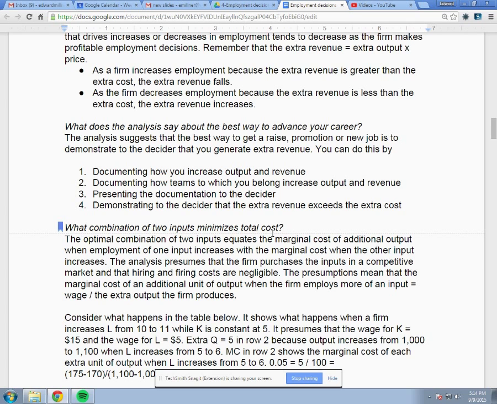The analysis gives you some good advice about the best way to advance your career. It suggests that the best way to get a raise, promotion, or new job is to demonstrate to the decider that you generate extra revenue. You can do this by documenting how you increase output and revenue, documenting how teams to which you belong increase output and revenue, presenting documentation to the decider, and demonstrating to the decider that the extra revenue exceeds your extra cost.